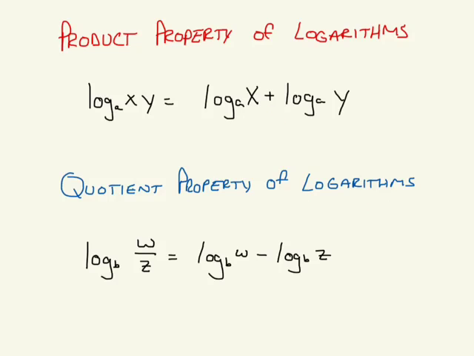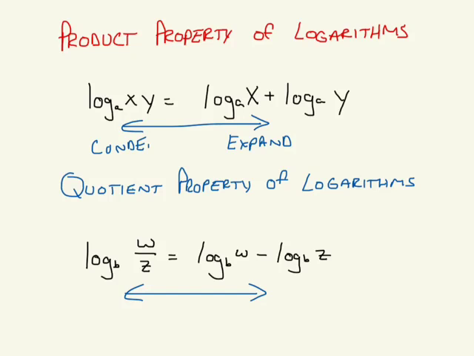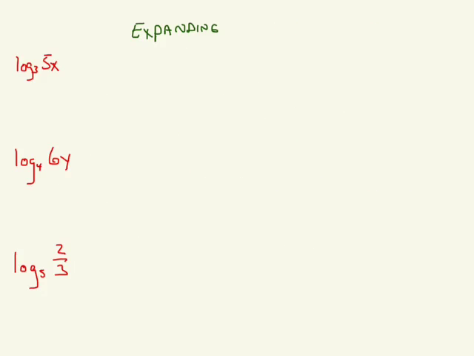Quotient property, much the same way. If I have a division or a quotient, a division of two things that I'm taking the log of, I can make it a subtraction of two individual logs. One thing to note with any of these properties, they work in either direction. I can either use this to expand or to condense. Different times will call for different things to be done. Let's take a look at expanding first.